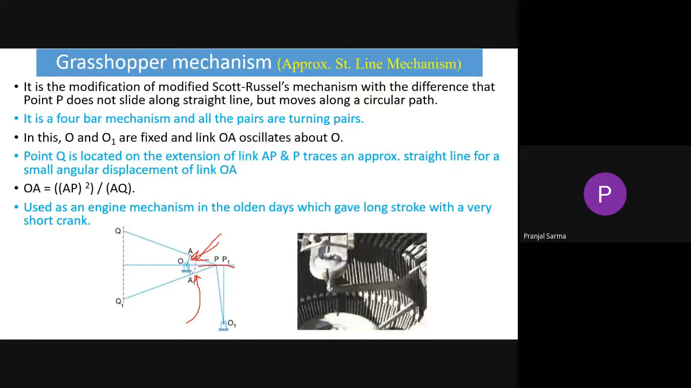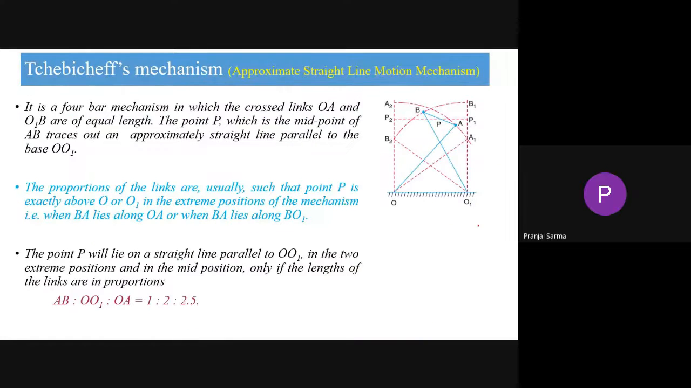As you can see, Q and Q1 are nothing but two extreme points. Similarly, P and P1 are the two extreme points for the same point, so don't get confused about that. You can also draw these dotted to show the two extreme points. So we get a long stroke with a short crank. That is the main unit.